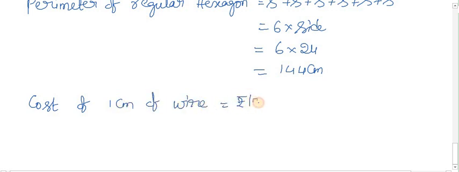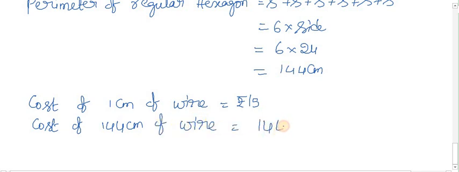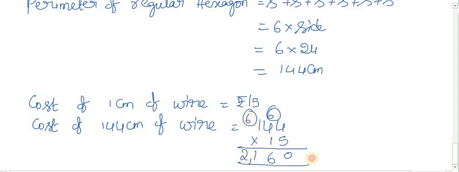So cost of 1 centimeter of wire is equal to 15 rupees. Now cost of 144 centimeters of wire is equal to 144 into 15. So here also I am multiplying with the 15 table. 15 4s are 60. Again 60 plus carry 6, 66. 15 1s are 15 plus 6, 21. So if I want to fence my hexagon, I have to pay more, that is 2160 rupees. For square, rectangle and triangle we have to pay 1800 rupees.